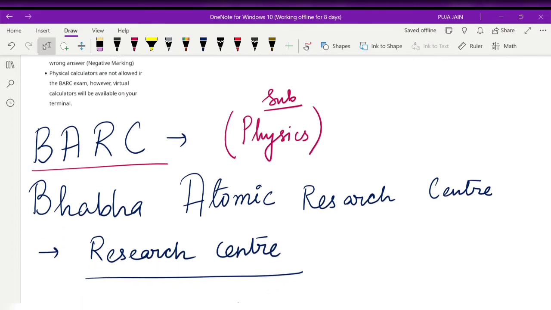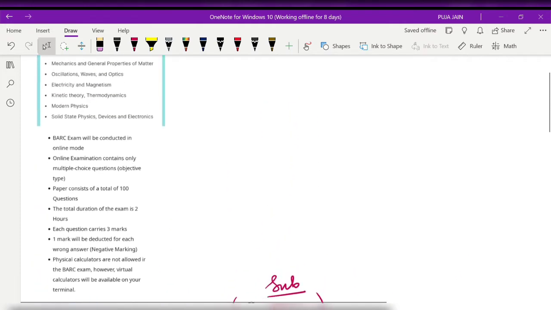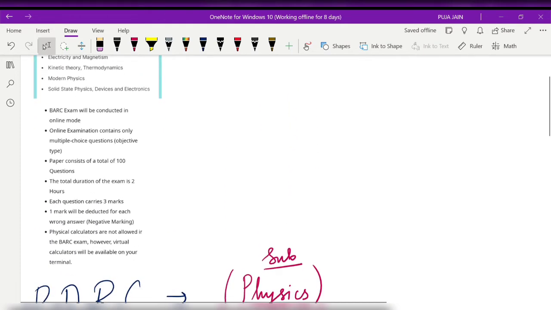And for what purpose are we giving this exam? For those students who want to pursue a PhD, this is a sort of entrance exam. By qualifying this, you can directly go to a research center, that is BARC, and you can do your research in nuclear sciences, engineering, and technology.